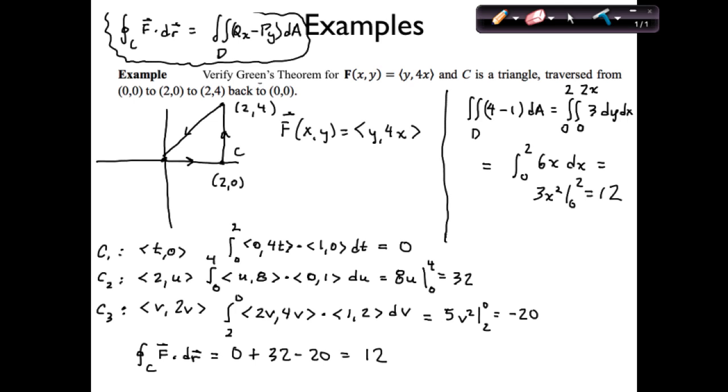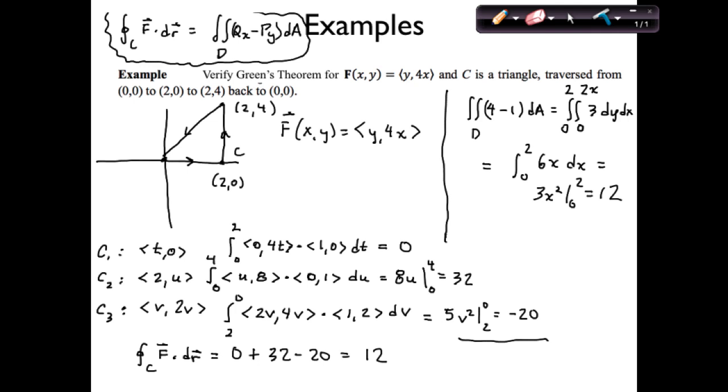Okay, so make sure you're parameterizing the curve, and then F is going to be your vector field written in terms of your variable. So you use your parameterization to rewrite F. And dr is dx/dt and dy/dt, and then the dot product. So any questions? Adding together the three legs of the line integral, you get 12.